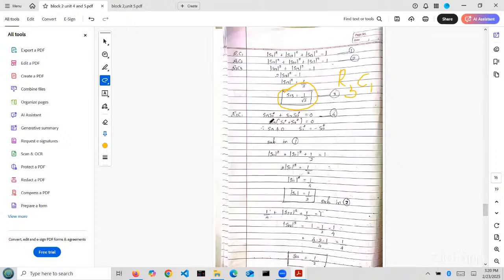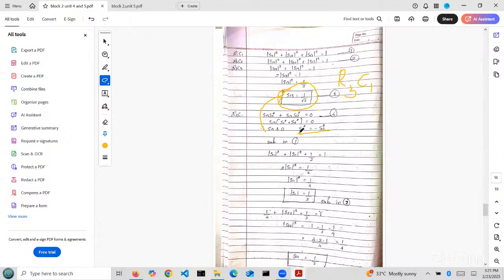From this, I am making S13 common. After making S13 common, we will get S11 star plus S12 star equal to 0. Here S13 is not equal to 0. Why is it not equal to 0? Previously we got S13 as 1 by root 2. So since it is not equal to 0, S11 star equal to minus S12 star.